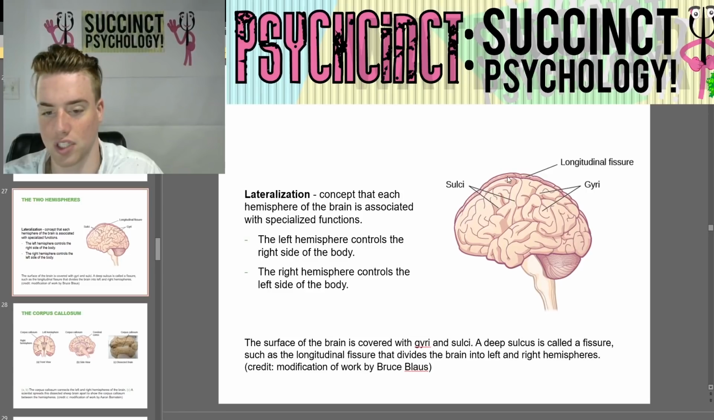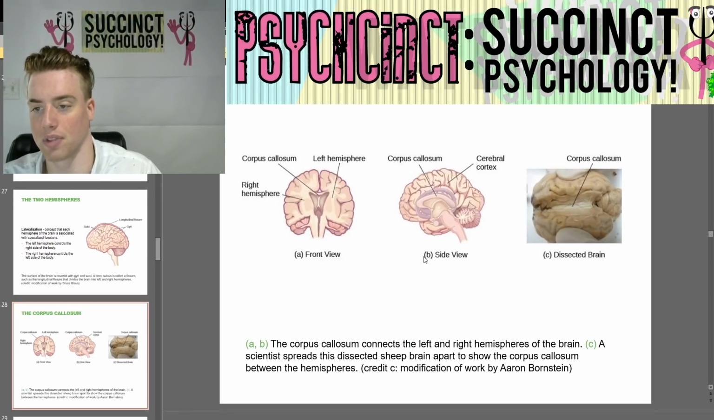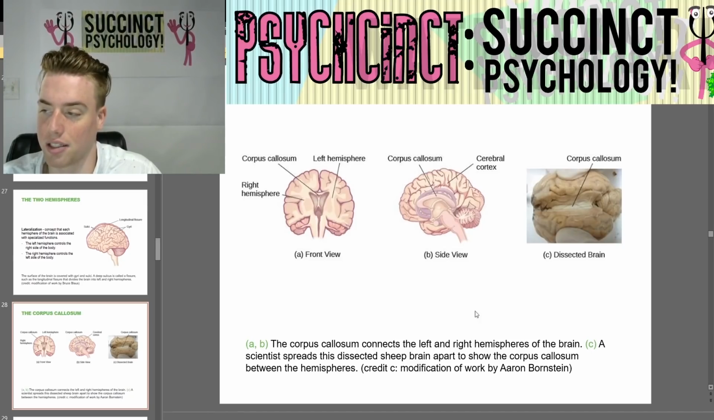So here you can kind of see, but we'll see it better in a second, the longitudinal fissure that separates the two hemispheres of the brain, and then you have your sulci and your gyri. So the corpus callosum. Here we have some pictures. The corpus callosum connects the left and right hemispheres of the brain. So you can see the corpus callosum here. Now, a scientist in this picture spreads this dissected sheep brain apart to show the corpus callosum between the hemispheres. So you can see it very clearly right there, a little bit of a gross picture, but it helps you to better visualize what the corpus callosum is, where it's at.